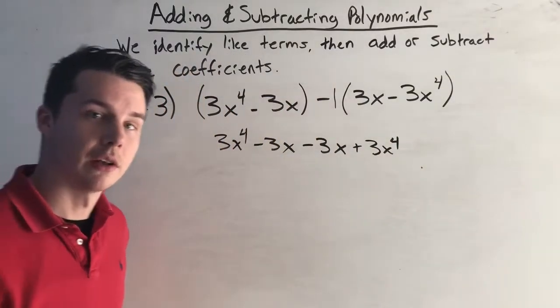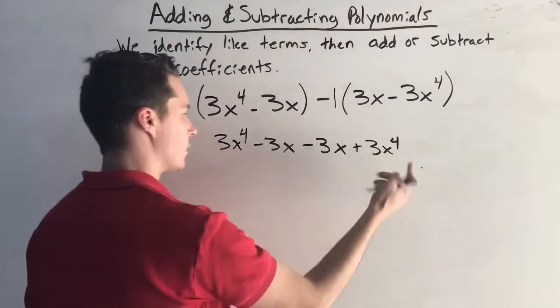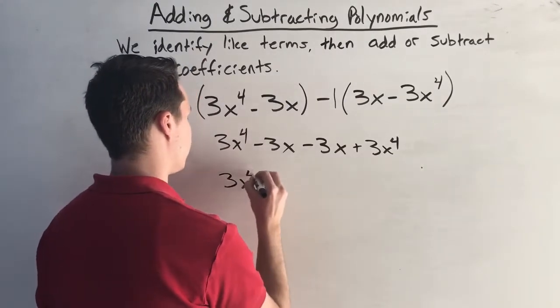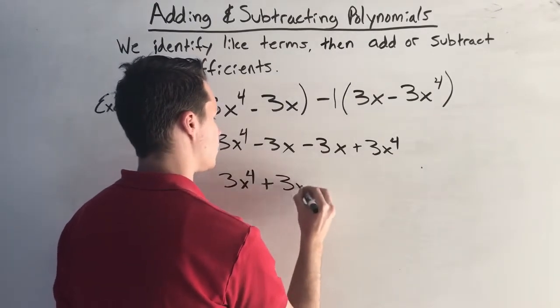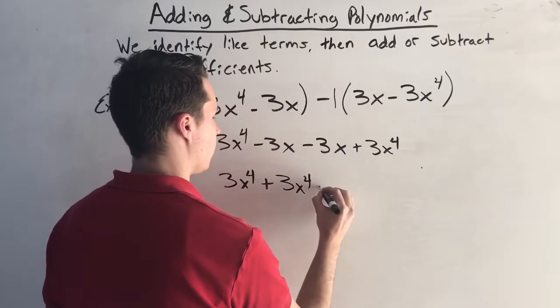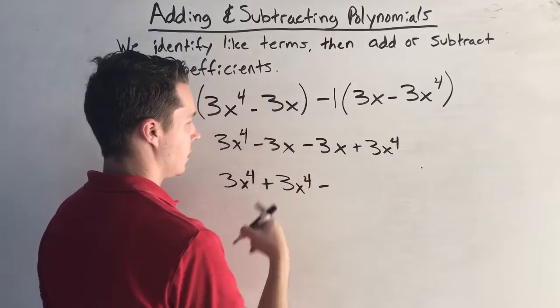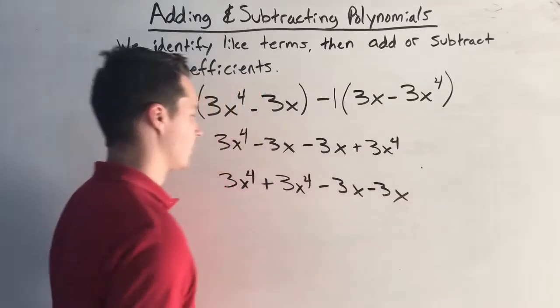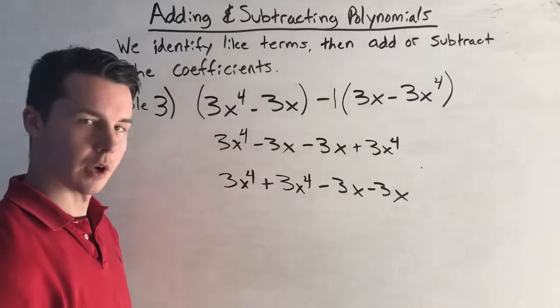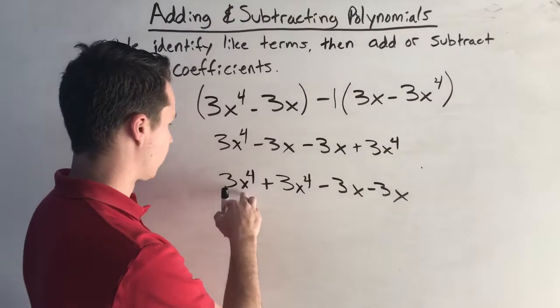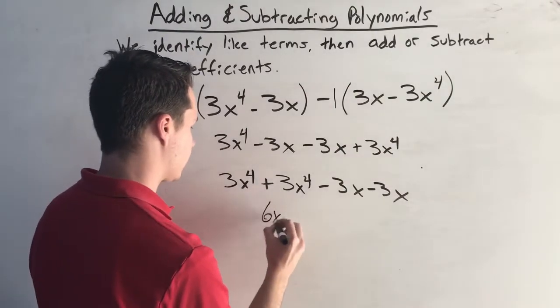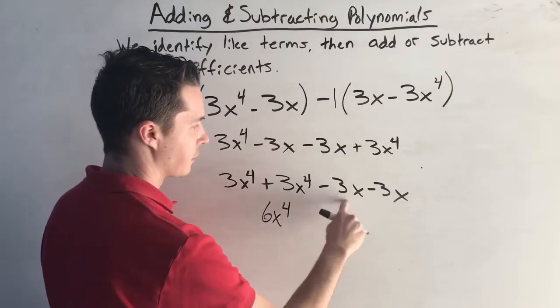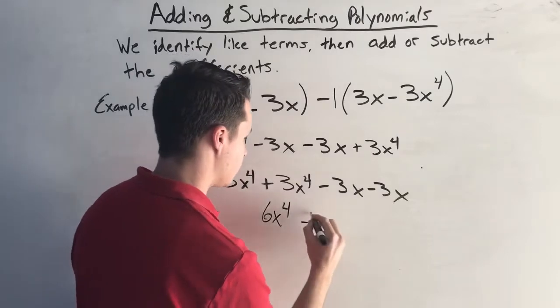Well, now we can combine our like terms. x to the 4s with other x to the 4s will be 3x to the 4th plus 3x to the 4th. All right, minus, because that's what that symbol is, 3x minus 3x. There we go. All right, now it's all simple. 3 plus 3 is 6, and then negative 3 minus 3 is negative 6.